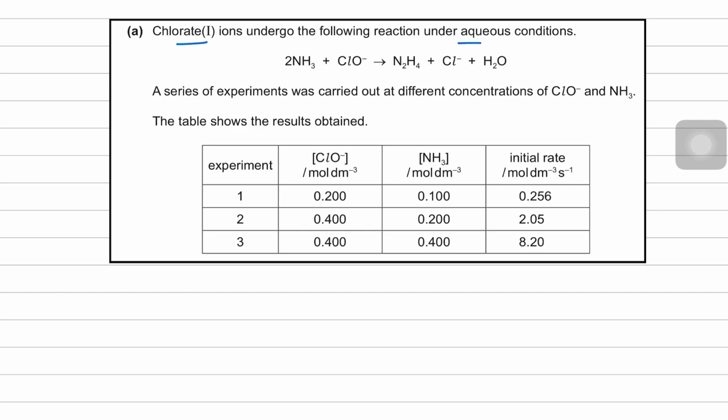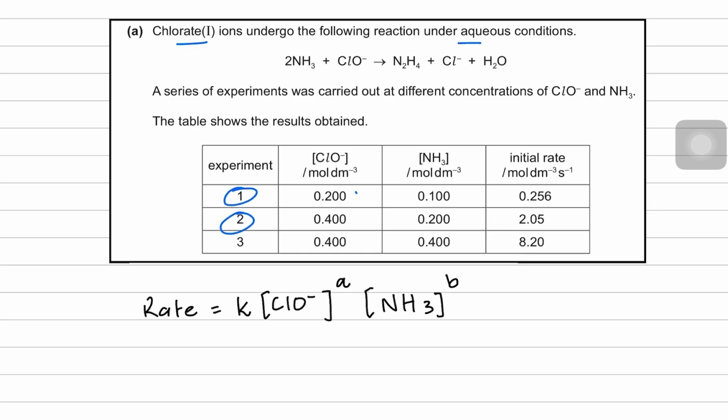Like here, chlorate 1 ions are undergoing a reaction under aqueous conditions. I can see the concentrations of ClO minus and ammonia is given. So my rate equation will involve chlorate 1 ions with order A and ammonia with order B because both are unknown. My first instinct would be to compare experiment 1 and 2. But the problem is that chlorate and ammonia, both concentrations are changing. That's going to make things more complicated, right?